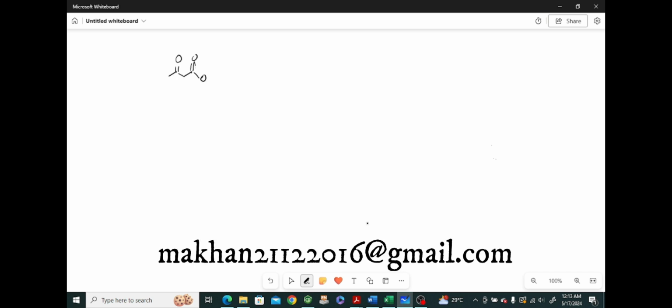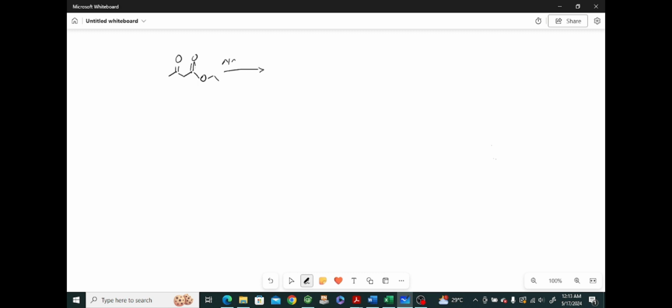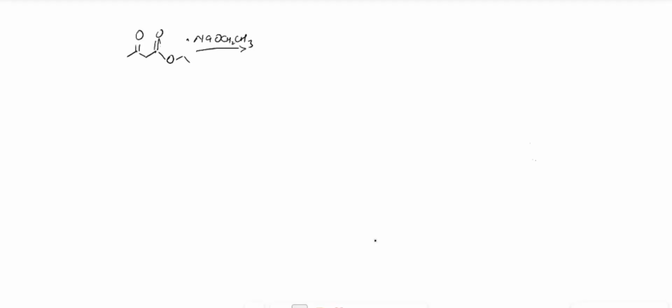So we have ethyl acetoacetate, and it has been treated with sodium ethoxide in the first step, and in the second it has been treated with benzyl chloride. Then in the next step it is treated with aqueous basic solution and heated, and finally it is treated with an acid. So what's the product? This is the question asked by Asif.